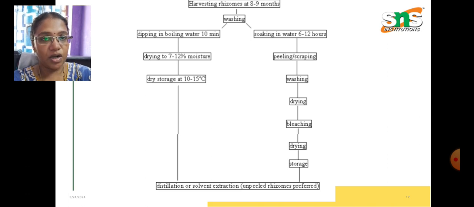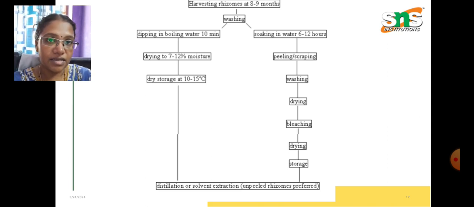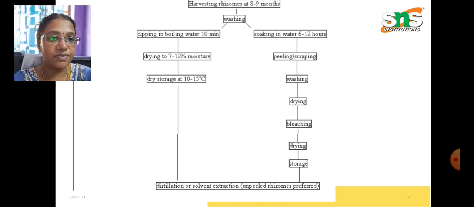just by soaking in water for 6 to 12 hours, after soaking they remove it and go in for peeling or scraping of the extra layer that is present, and they again give another washing to remove the dust, dirt and other matter that is adhered to the ginger. And then they go in for drying, where the moisture content of the rhizome is reduced for safe dry storage. Then bleaching is done, then drying and storage.